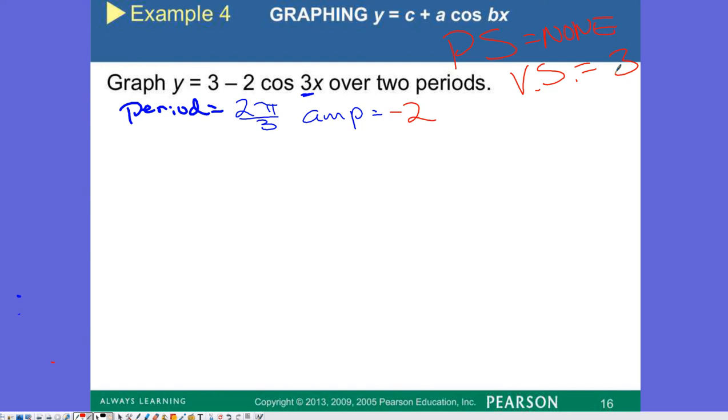So let's go ahead and start it. I'm going to do my first: 0, 1/4, 1/2, 3/4, and 1. Right? This is over 2 periods. 2 periods, right? So I'm not going to try and cram it.